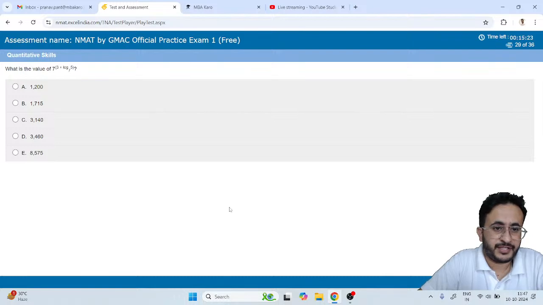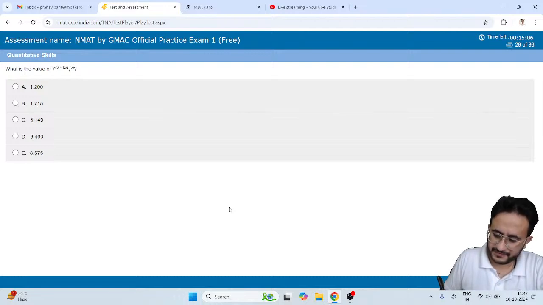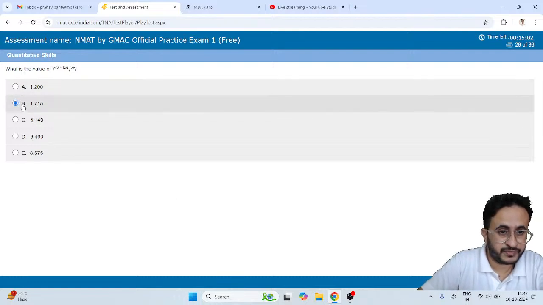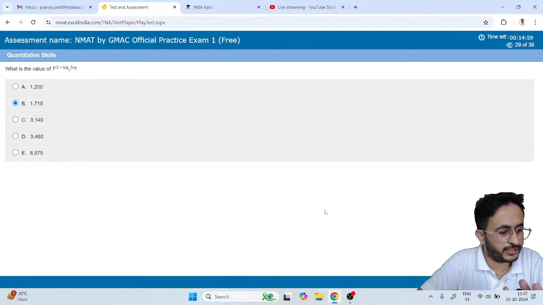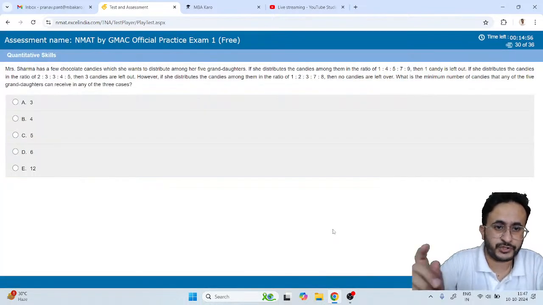7 to the power 3 plus log 7 5. So property of log, we can separate it out. 7 to the power 3 into 7 raised to the power log 7 5. So 7 to the power 3 is 343, and 7 to the power log 7 5 is 5. So 343 into 5 will be equal to 1715. So properties of logarithm. Prepare logarithm for NMAT. You will get one or two questions for sure.